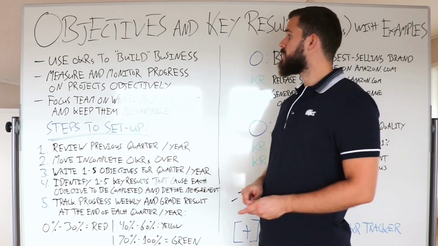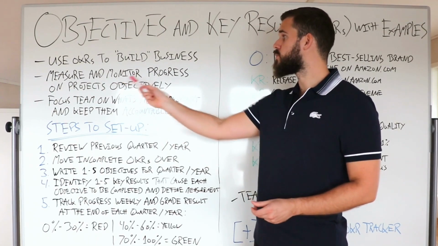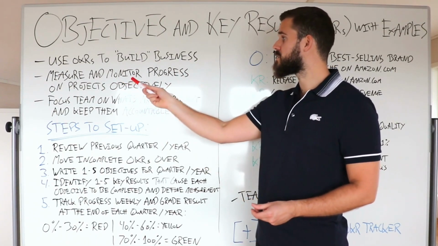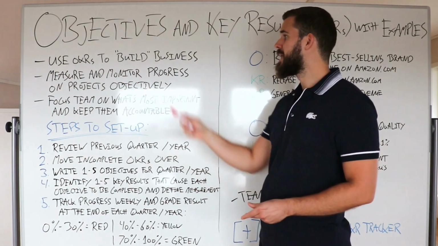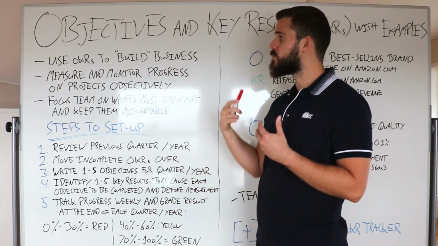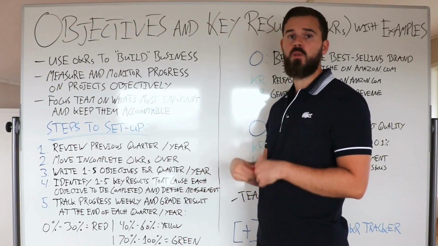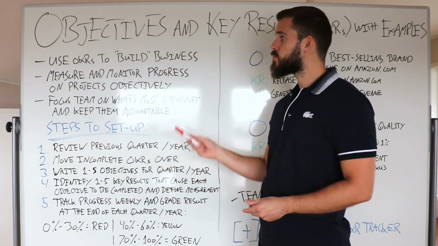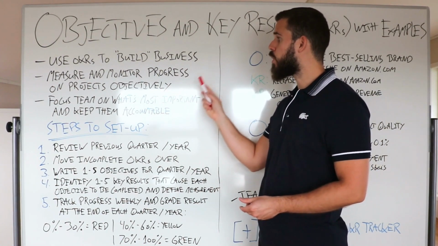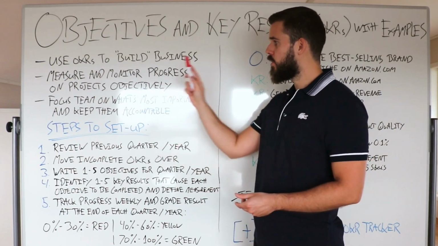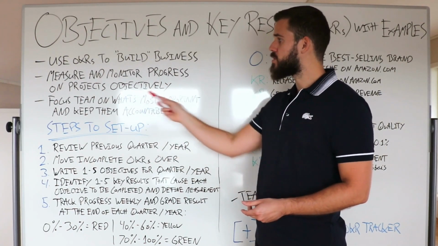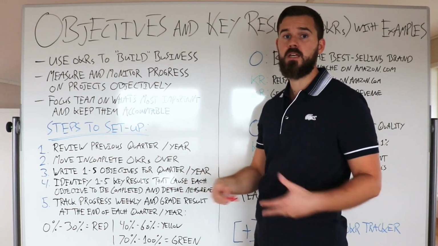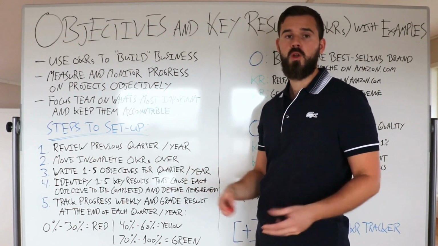The next point is they're also used to measure and monitor progress on projects objectively, right? So we use OKRs to set the goals, the projects, define them, but we also use them then to measure and monitor the progress being made on those projects objectively. So scientifically, through data, irrefutable numbers.